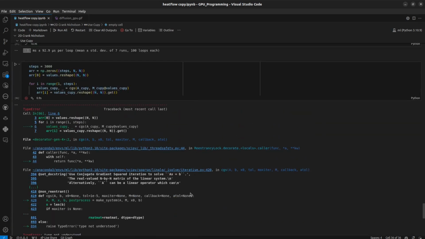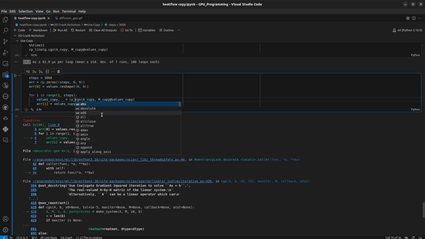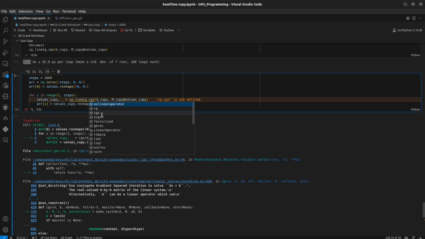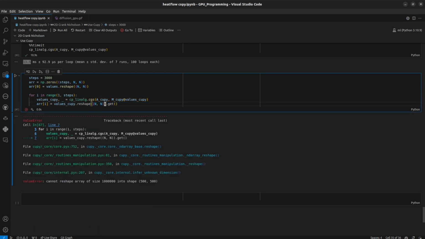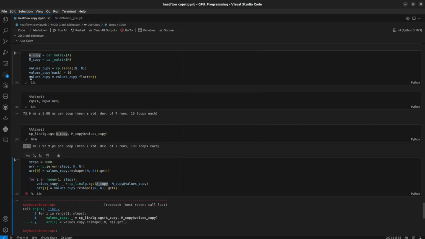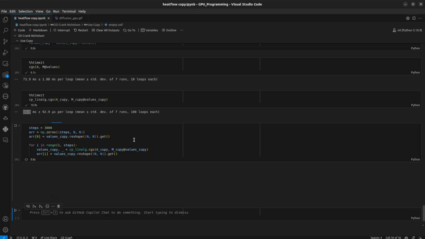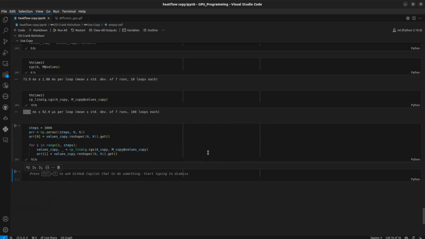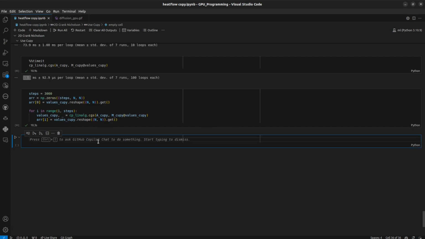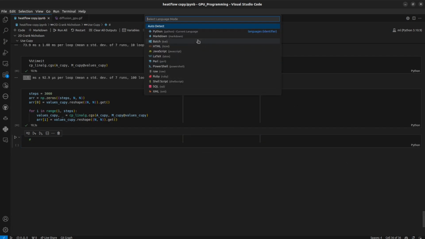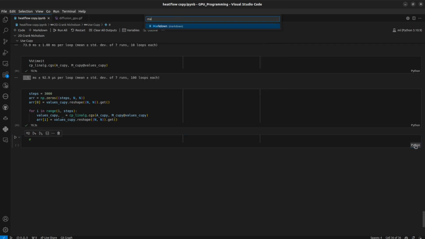I forgot some. Of course, we need the CuPy library. Okay, I don't know what that is. Let me have a look at it. Okay, so now it works. I forgot to rerun the flat command to match the sizes. So now we can run it. It took like 10 seconds, and now we can visualize the result.